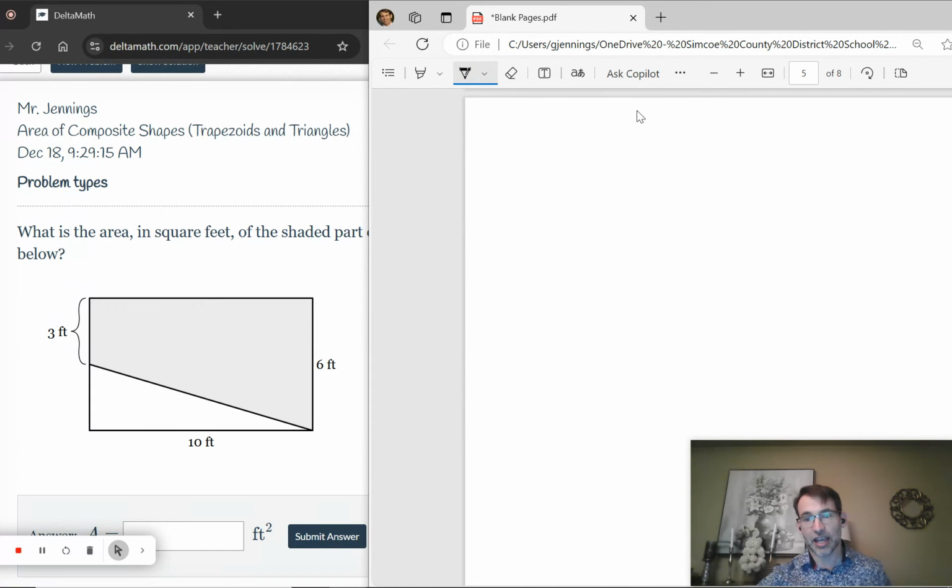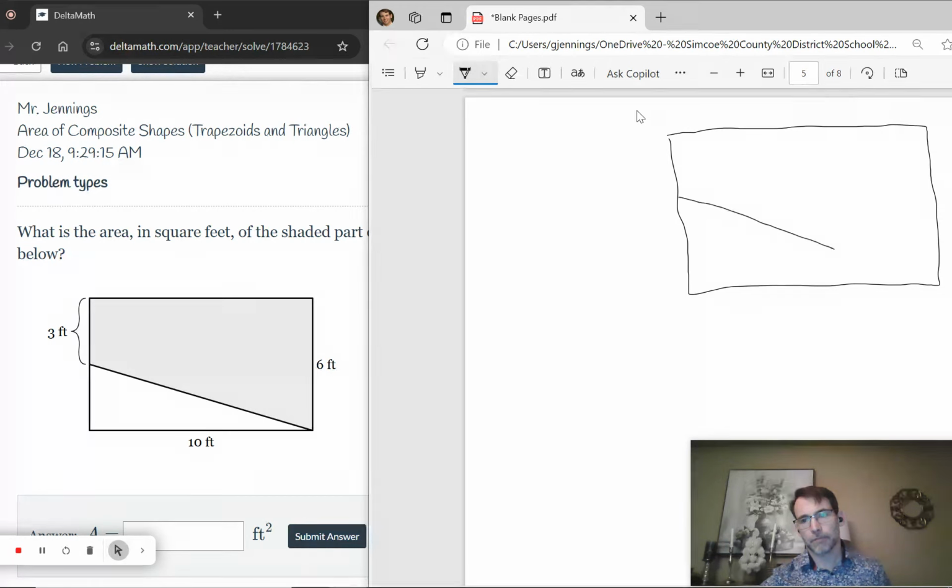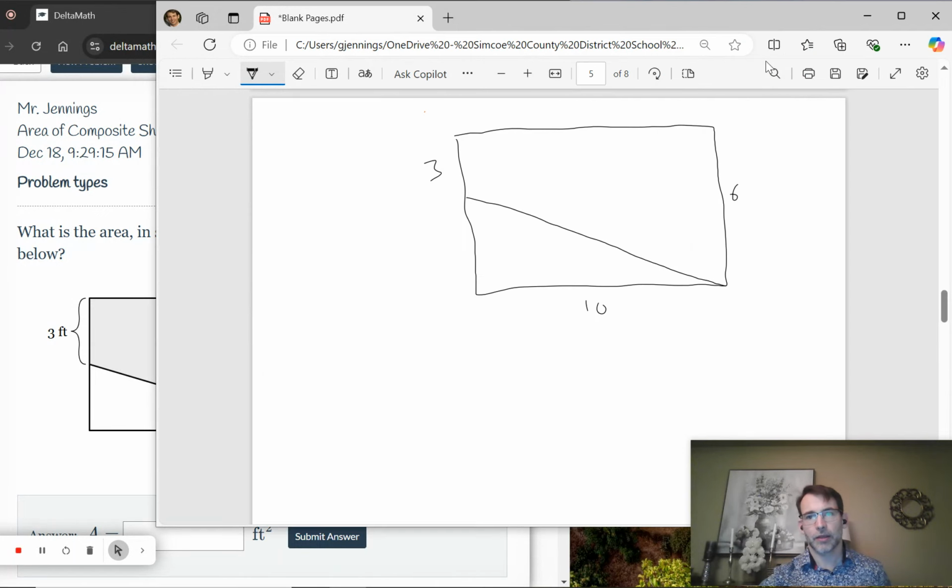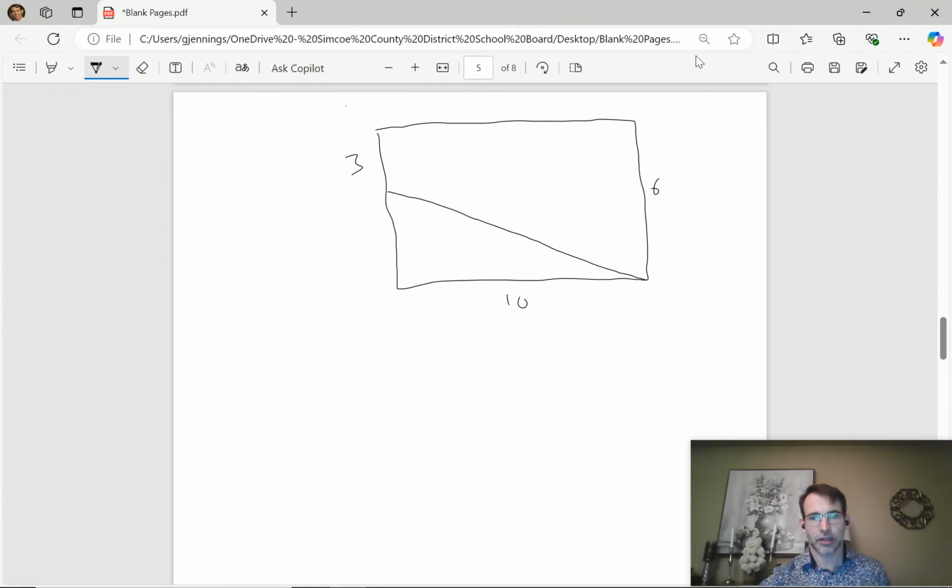First step is the same in both cases. Is copy out the diagram. This is 3. This is 10. This is 6. Okay. So now we've got this here, and we want the area of that.